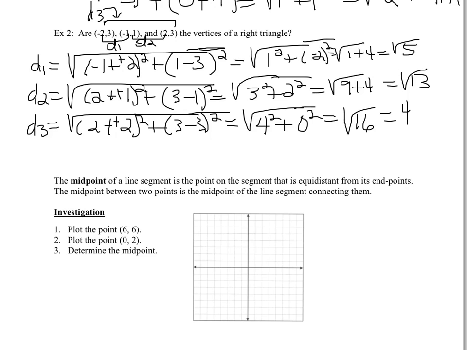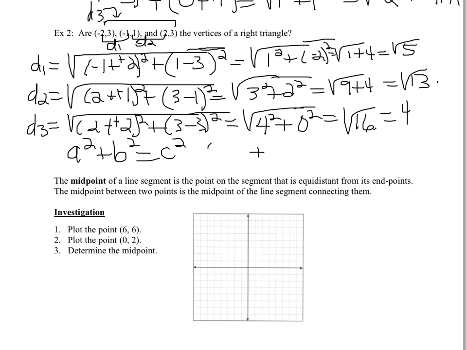Now, we didn't just need to find those distances. We actually had to figure out whether these were vertices of a right triangle. So what we want to do is see, does this work in our Pythagorean theorem? A squared plus b squared equals c squared. We have to be careful here. We have to make sure we put the longest side in the c position. So looking at square root of 5, square root of 13, and square root of 16, square root of 16 is going to be the longest.